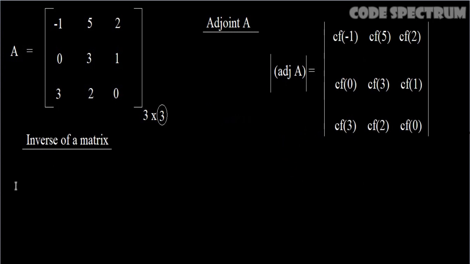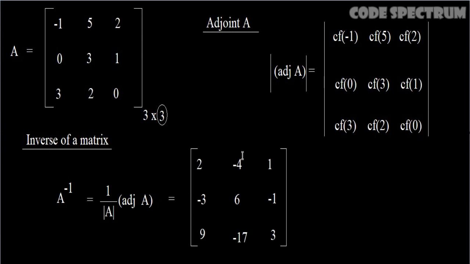The inverse of a matrix is given by this formula. Now you know the adjoint of a matrix A, and also you can find the determinant of A, and you can place the values here and find the inverse of A. Note that this is the adjoint matrix, not the determinant. It will show you some value like this. The result is a matrix, not a real number.